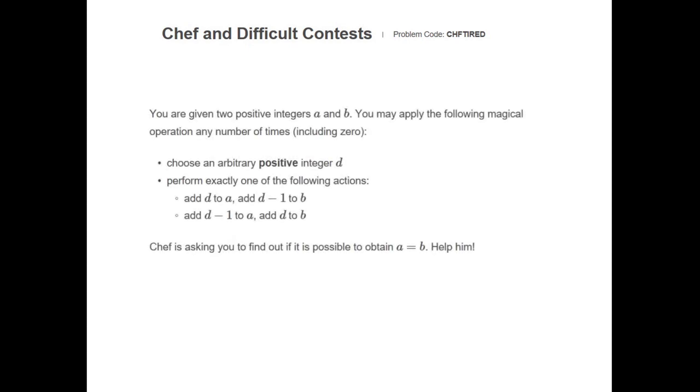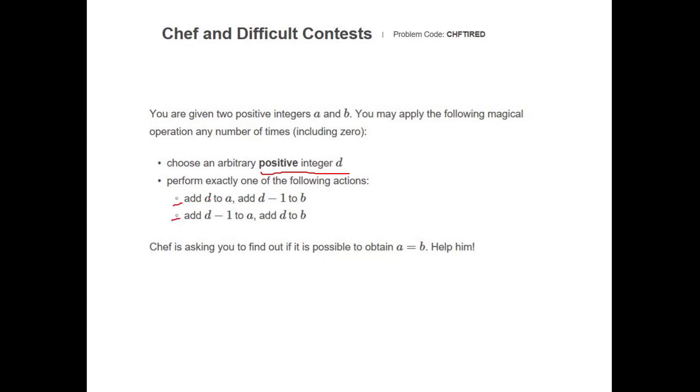The problem statement was: you are given two positive integers a and b, and you can apply the following magical operation any number of times, including 0. We have to perform two operations. The first one is to choose any positive integer d. This statement is very important because the answer lies here. Then the second operation is to perform exactly one of the following actions. So we can perform any one operation between them.